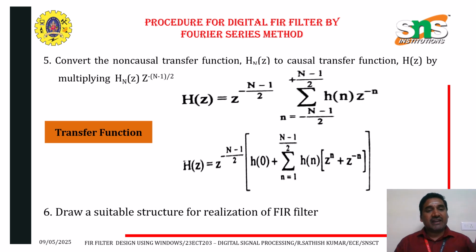Now we can convert the non-causal transfer function into a causal transfer function. For that, we can take z power minus n minus 1 by 2 as common. We can substitute h of 0 plus summation n is equal to 1 to n minus 1 by 2, h of n into z power n plus z power minus n. Finally, we draw the suitable structure for realization of the FIR filter.